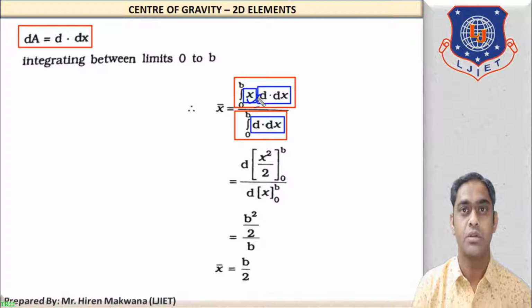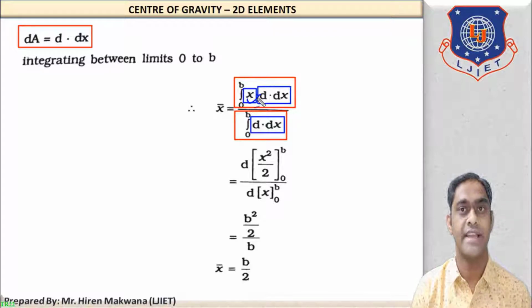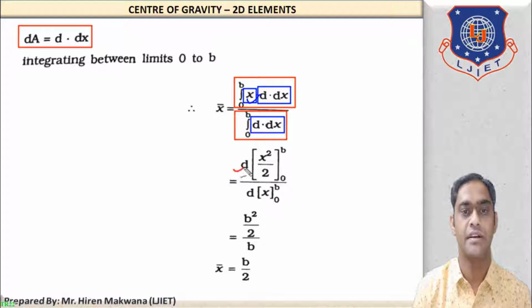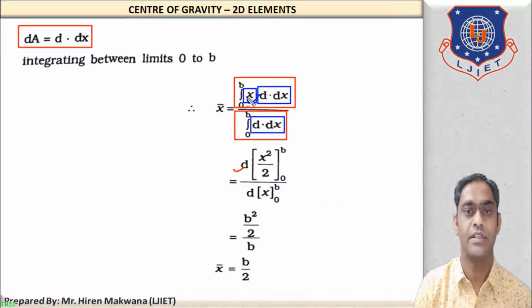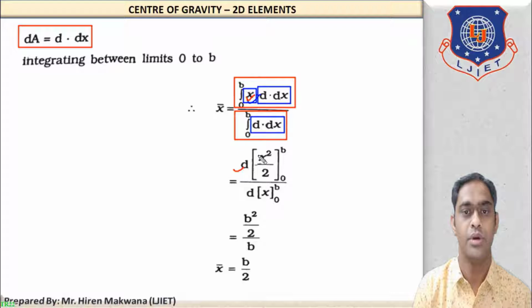integrating medium. Okay, so what is the integration of x? It is x squared by 2. So here d is constant, and integration of x will be equal to x squared by 2, and limit of integration from 0 to b. Similarly, in the denominator, d will be constant and integration of dx will be x. Again, the limit is 0 to b.